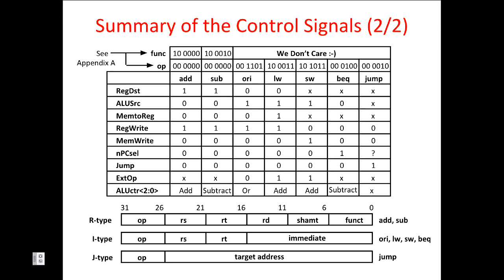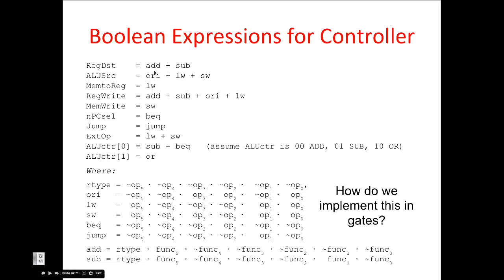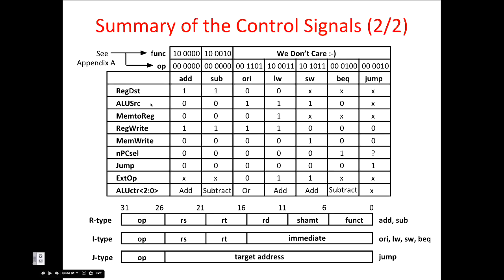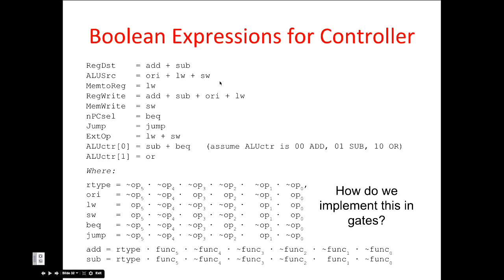So if I were to write this out even more explicitly, let's take a look at regdest, right? Regdest is a 1 when we're dealing with an add or a sub, and it's 0 elsewhere. We don't really care what it is elsewhere, so we'll just say it's 0. So if I write this out as a Boolean expression, regdest equals add or sub. Similarly, for ALU source, it's going to be ORI or load word or store word. So if we go back here, ALU source was a 1 for ORI, load word, and store word, and a 0 or don't care elsewhere.